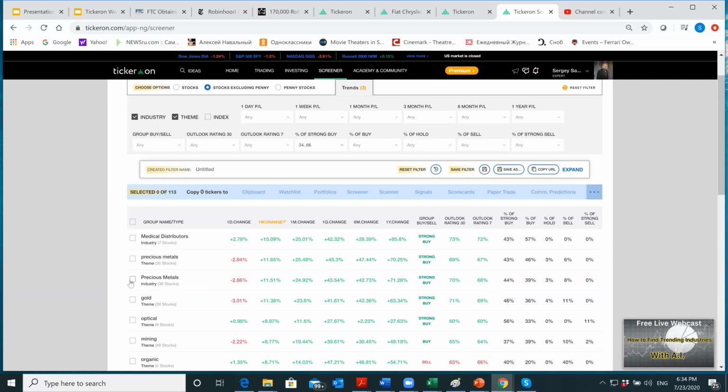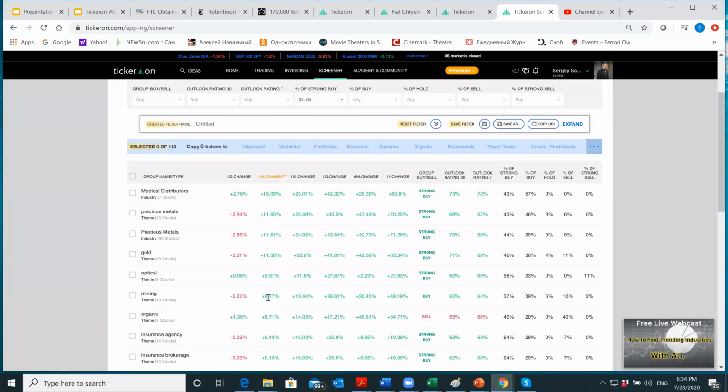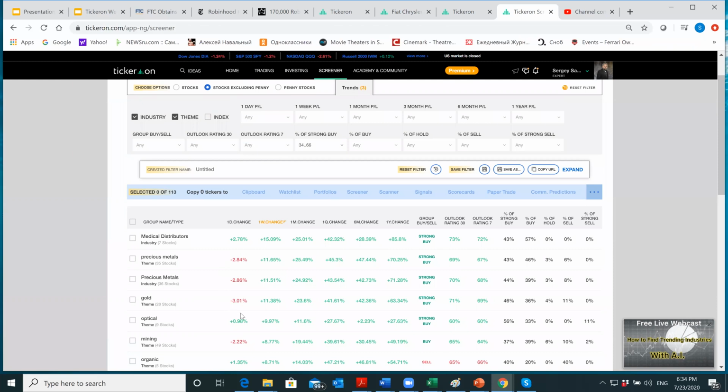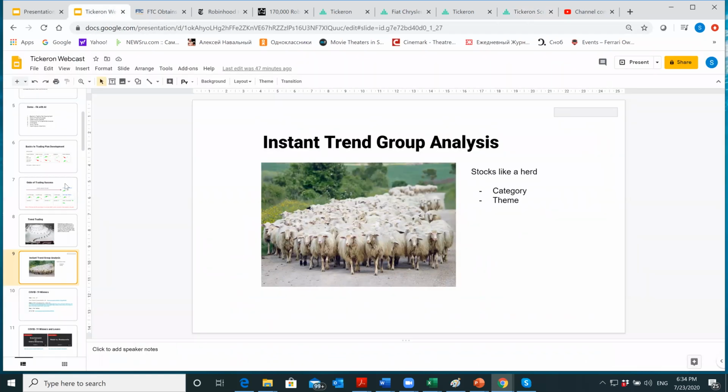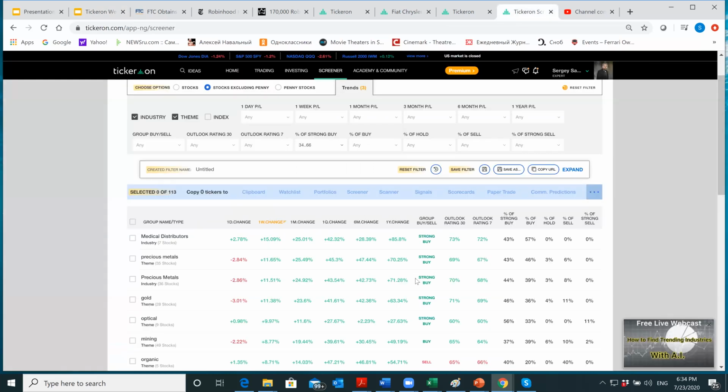Precious metals, okay? Industry, 36 stocks, strong buy. Now, let's assume you look at these weak performers. You can say, okay, what am I going to do? Here's some dips that showed up within 1 day, and maybe I can pick it up. That's how your strategy of buying on a dip would work. So it's going up, there's a dip, and it continues to go down, go up. Why? Because the entire group is a strong buy.